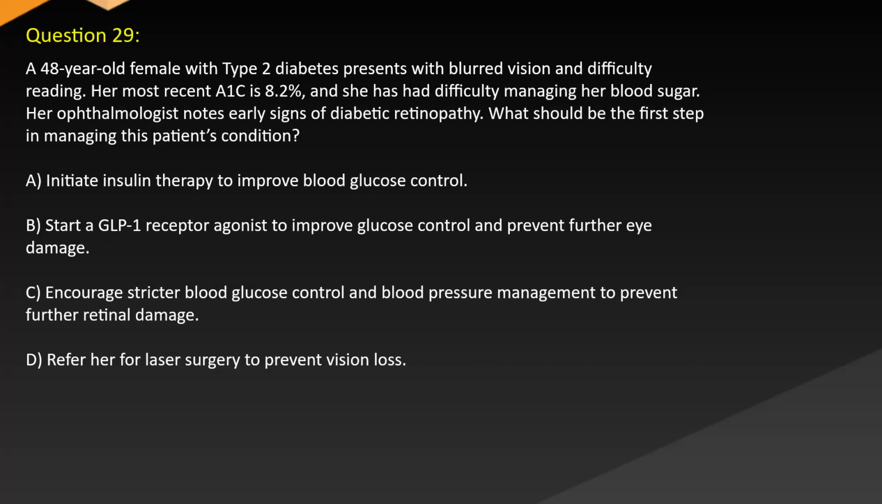Question 29. A 48-year-old female with type 2 diabetes presents with blurred vision and difficulty reading. Her most recent A1C is 8.2% and she has had difficulty managing her blood sugar. Her ophthalmologist notes early signs of diabetic retinopathy. What should be the first step in managing this patient's condition? A. Initiate insulin therapy to improve blood glucose control. B. Start a GLP-1 receptor agonist to improve glucose control and prevent further eye damage. C. Encourage stricter blood glucose control and blood pressure management to prevent further retinal damage. D. Refer her for laser surgery to prevent vision loss.